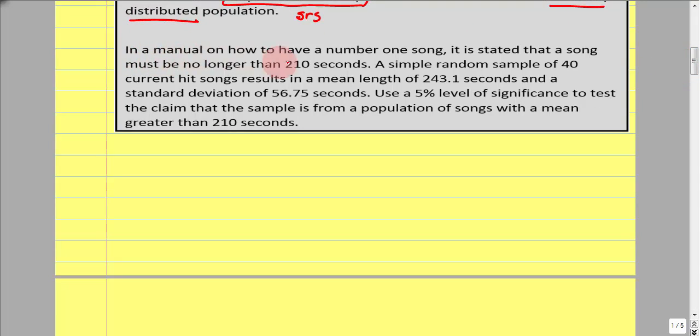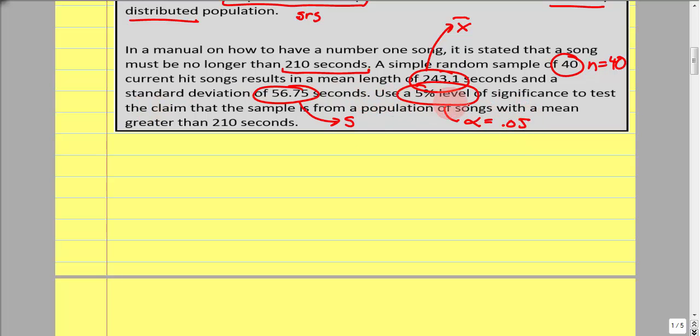It says in a manual on how to have a number one song, it is stated that a song must be no longer than 210 seconds. So this seems like some important information. I'm not sure where it's going to come into play yet. A simple random sample of 40 current hit songs. So that is my sample size, so I know n is equal to 40. Has a mean length of 243.1 seconds. So that's x bar because it's based on a sample, and a standard deviation of 56.75 seconds. So this is s. Our level of significance is 5%, so this means alpha equals 0.05.